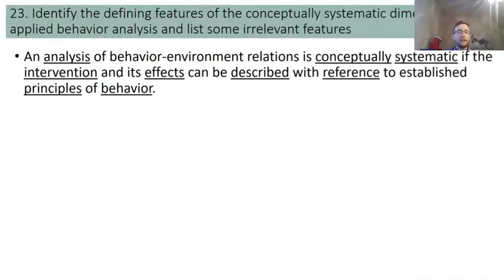So the mnemonic I told you about earlier was ABATECG. And we've covered the applied dimension, behavioral dimension, the analytic dimension, and the technological dimension. Now we're on to the conceptually systematic dimension. An analysis of behavior-environment relations is conceptually systematic if the intervention and its effects can be described with reference to established principles of behavior. So principles of behavior are reinforcement and punishment, motivating operations, stimulus equivalence, stimulus generalization, stimulus discrimination, response differentiation.